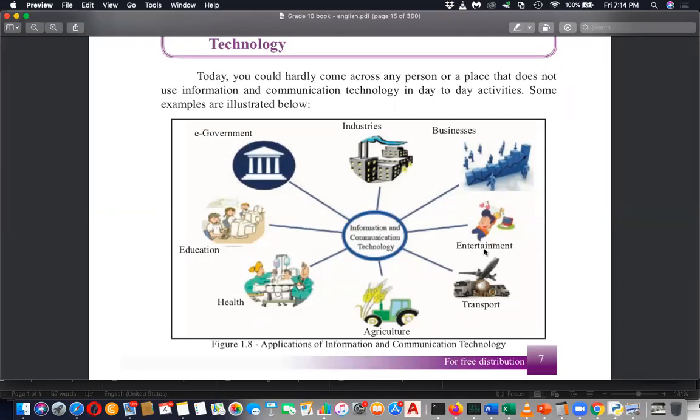Gaming, yes, gaming coming under entertainment, but you can mention gaming is correct. Savani, you gave correct answer. Security, Ravindu, yes, correct. Security. What else? Only gaming, security. E-governance, they mentioned education, health, agriculture, transport, entertainment, business and industries. Anything else?